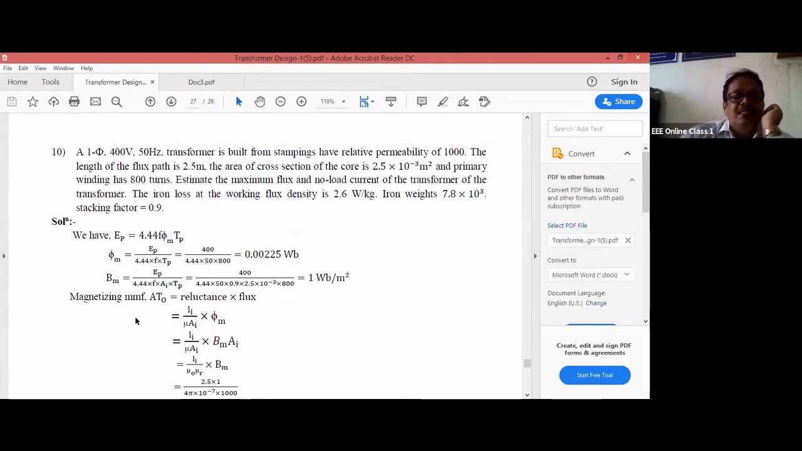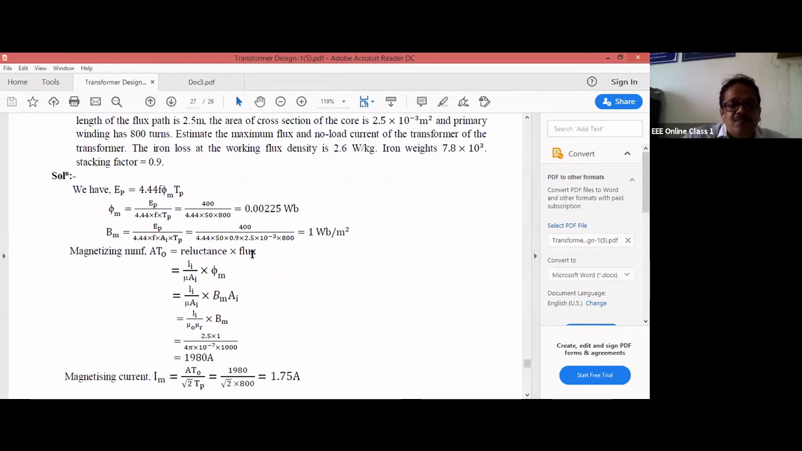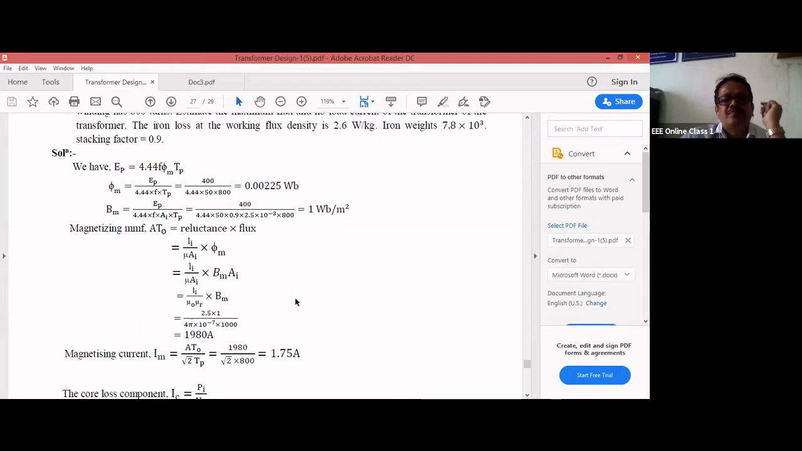So the magnetizing MMF, AT0, is given by what? The formula for MMF is nothing but reluctance into flux. What is the formula for reluctance? Reluctance is LI divided by mu into AI, where LI is the length of flux path, mu is the permeability, and AI is the net iron area, into flux. Flux is nothing but phi m. So LI divided by mu AI into this phi m, which can be written as BM into AI. Now this AI cancels. Then what we got here? This mu permeability can be written as what?